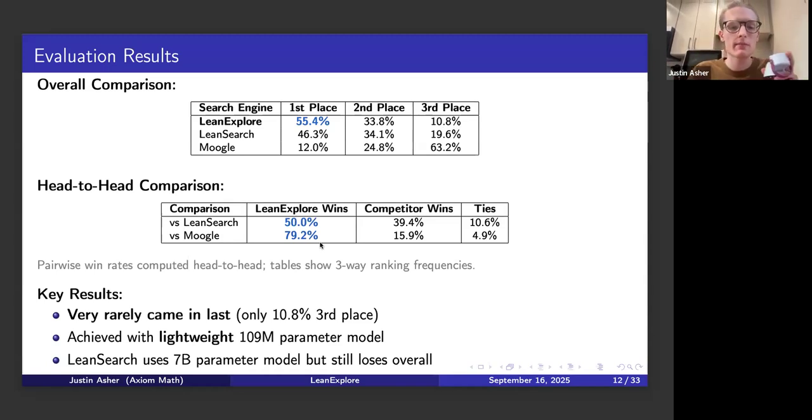I achieved this with a lightweight model, about 70 times smaller than LeanSearch's model. So the fact that we're getting better results using a much smaller model was really nice, because this is something people could just use locally.